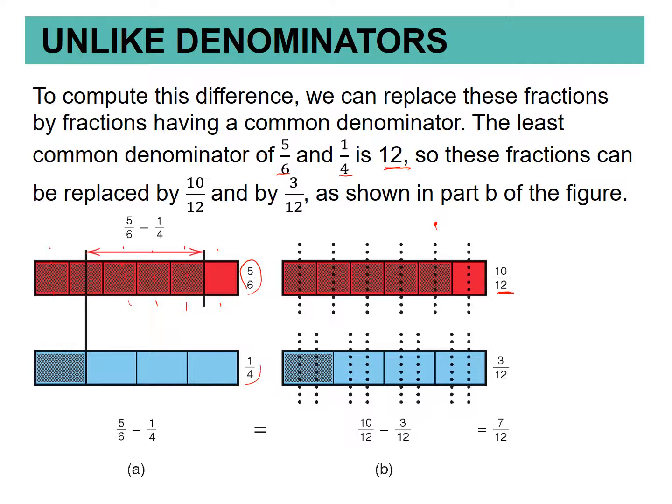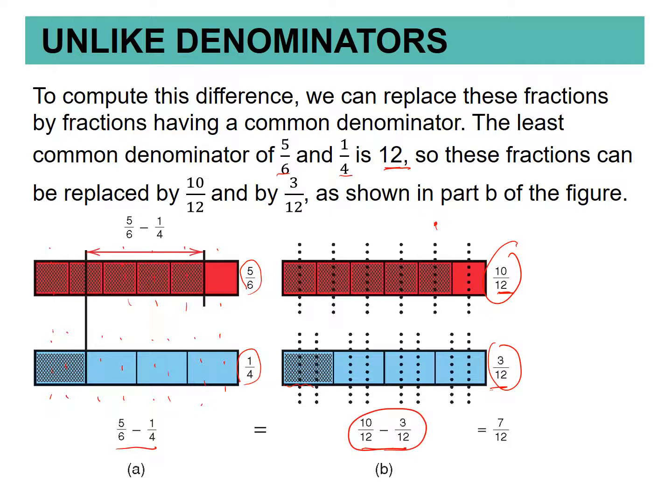I want to get the fourths to have a denominator of 12, and I have to multiply 4 by 3, so I am going to divide each of these into thirds, 3 pieces. So then, when I look at the shaded amount, I don't have to call it 1/4, I can call it 3/12. Now I have the same subtraction problem, just written with different denominators.